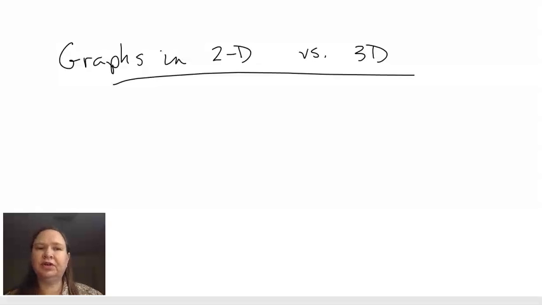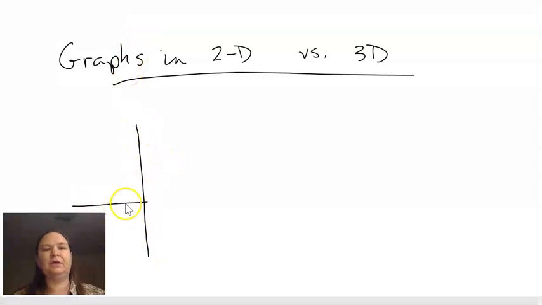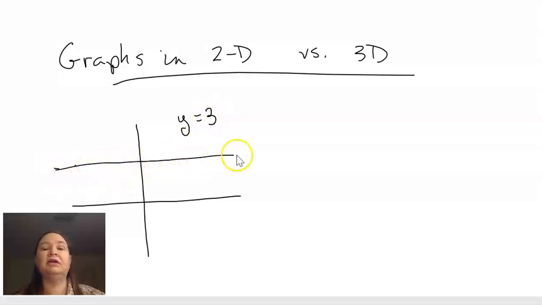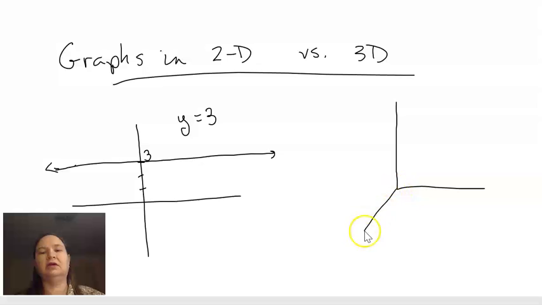The next thing we're going to look at is some very particular graphs in 2 dimensions and 3 dimensions. So what we're going to do is pick a function. We're going to pick a very simple 2D function. So how about y equals 3? That's just a constant line. It goes right through here where y is 1, 2, 3. So that includes all of the points where the y-coordinate is 3. And so the question is, what's that going to look like in 3D?